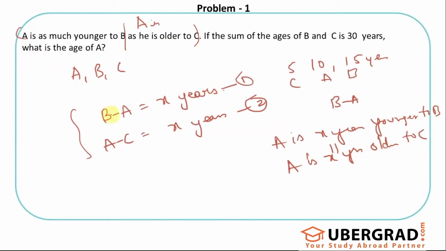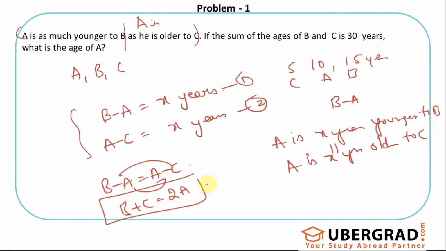So that means B minus A is equal to A minus C. This goes this side, this goes this side, so B plus C is equal to 2A. That's what I can understand. The other clue is the sum of ages of B and C is 30 years. So that is basically saying B plus C is equal to 30. B plus C is 2A and B plus C is 30.